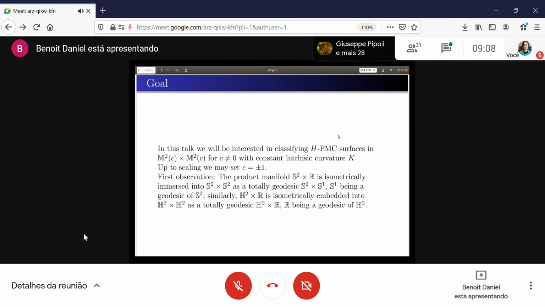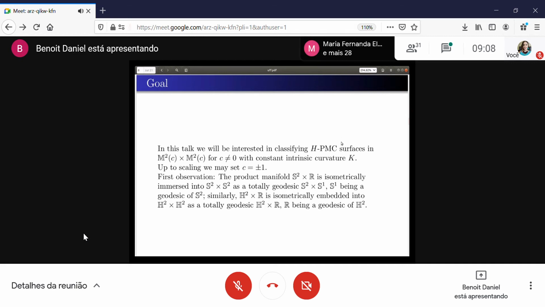So now the goal of this talk will be to provide a classification result like this when the ambient manifold is M2 of C cross M2 of C, for C different from 0, otherwise it is just R4. So it means just S2 cross S2 or H2 cross H2, because up to scaling, I will assume that C is +1 or -1, it's just a normalization. And these manifolds are quite interesting because they are homogeneous manifolds.